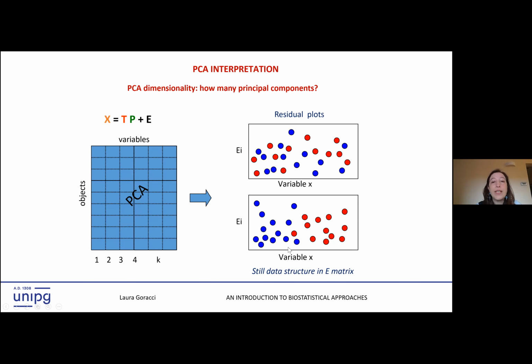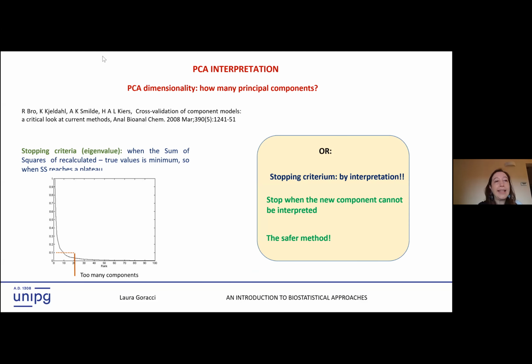And if your residual plot still has information, you see there is a certain separation, you can decide to add another principal component. If you cannot understand what is going on, maybe it's better to stop. And this is a nice publication that I suggest for cross-validation in PCA, for example.